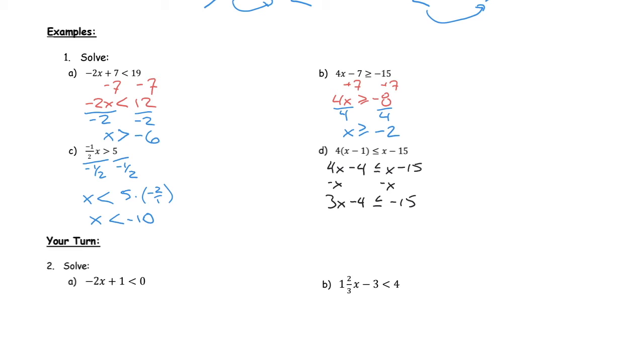Now, to get the term with the x by itself, I'm going to add 4 to both sides. So this will get me 3x is less than or equal to negative 11. And then I will divide both sides by 3 to get that x is less than or equal to negative 11 thirds. And I really can't simplify that any further.